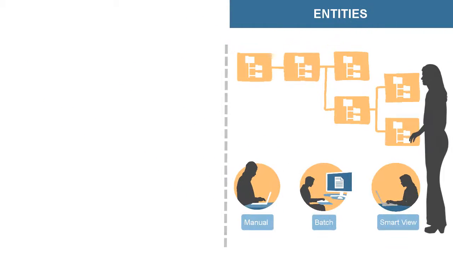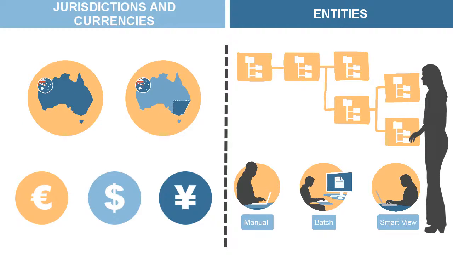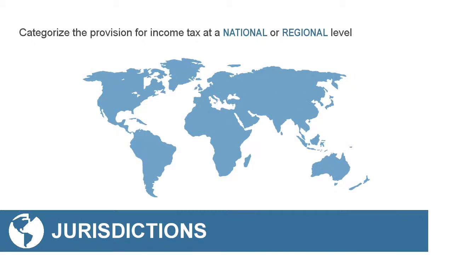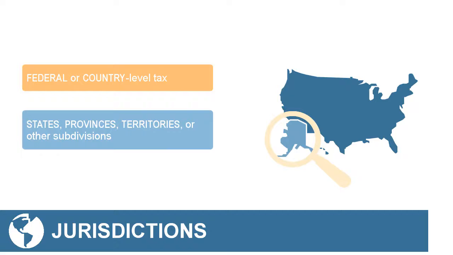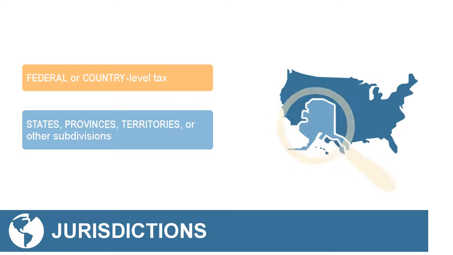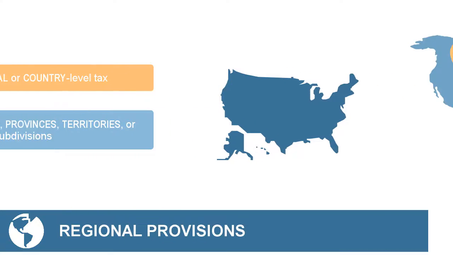Before you start configuring entities, you'll configure the jurisdictions and currencies that these entities will operate in. Jurisdictions categorize the provision for income tax at a national or regional level. National represents a federal or country-level tax. Regional jurisdictions can represent a state, province, territory, or other subdivision. For purposes of deductibility, regional tax amounts can be set up to automatically flow into national calculations. You'll see how to set this up later.